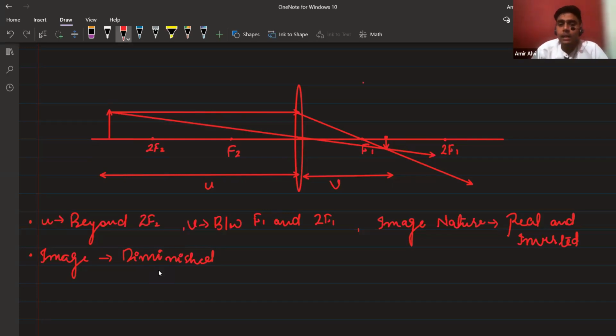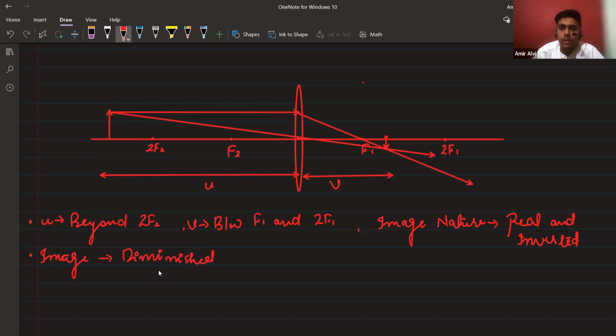2F1. Why? Because if you place the object at 2F2, or the center of curvature like in a mirror, the image will also form at the center of curvature, or 2F1 in a lens. I am telling both, you can say both situations. Clear? And can anybody tell me the size of that image?